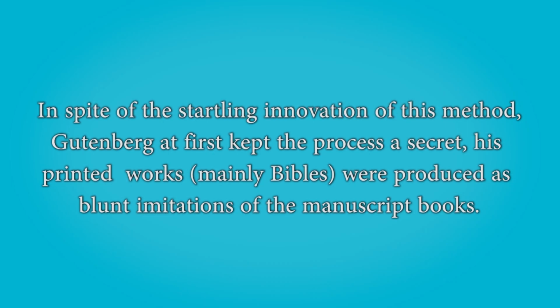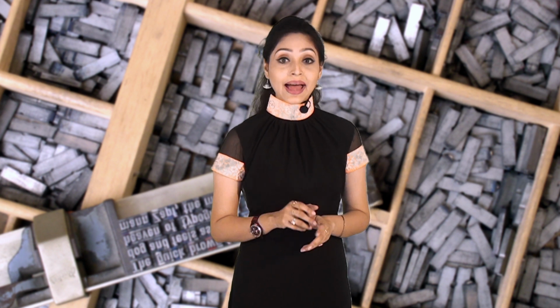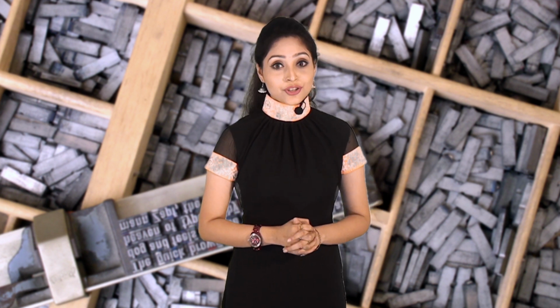In spite of the startling innovation of this method, Gutenberg at first kept the process a secret. His printed works, mainly Bibles, were produced as blunt imitations of the manuscript books. The body of the printed text matter and the design of his type closely followed the handwritten words of the illuminators, which required very close examination to identify a page as printed. The invention of Gutenberg introduced many new terminologies in reproduction techniques.